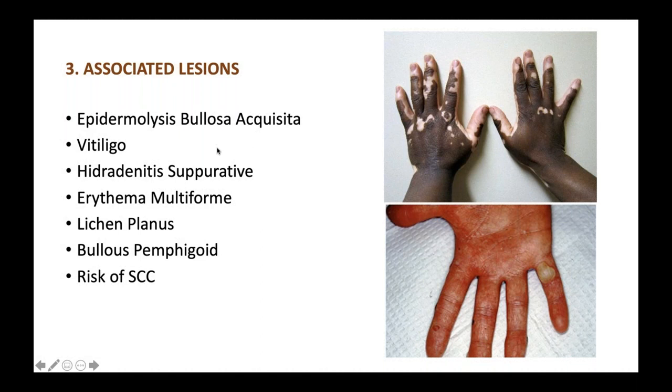So these are the associated lesions. This can be because of HLA predisposition or because of chronic inflammation: epidermolysis bullosa acquisita, vitiligo, hidradenitis suppurativa, erythema multiforme, lichen planus, bullous pemphigoid, and there's an increased risk of squamous cell carcinoma in certain cases.